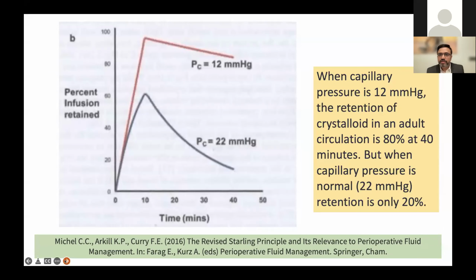On the contrary, when the capillary pressure is low, irrespective of whether you give crystalloid or colloid, both are going to work equivalently and both are going to be retained for a longer period of time. For example, if the capillary pressure is only 12, then the retention of crystalloid in circulation is 80% at 40 minutes. But when it's normal, it's only 20%.